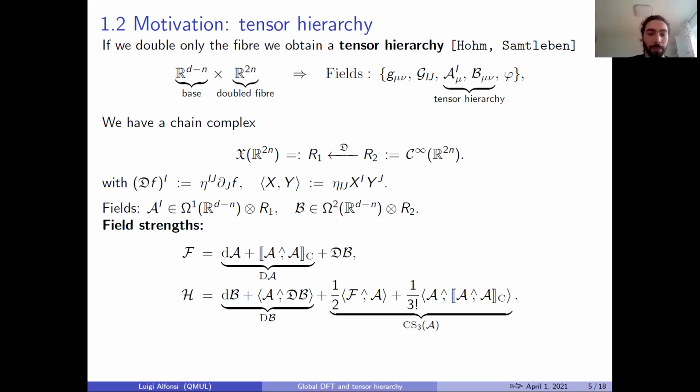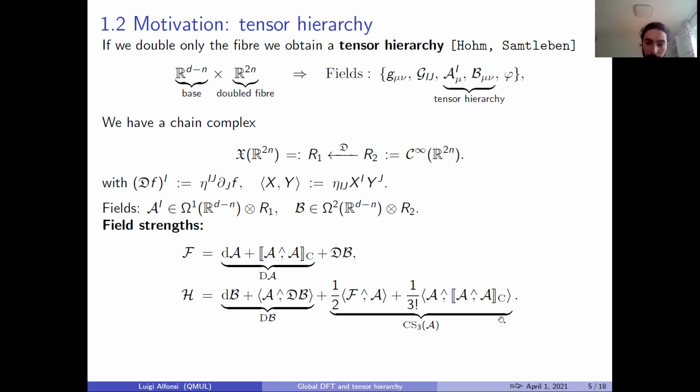So in the original paper by Ohm and Santrubin, when you derive the field strengths for these objects, you see that to make them truly T-duality covariant, you need to have a field strength of this form. So to make visually sense of this object, I define here a covariant derivative of this one form, like if it was a connection, because it effectively is a connection.